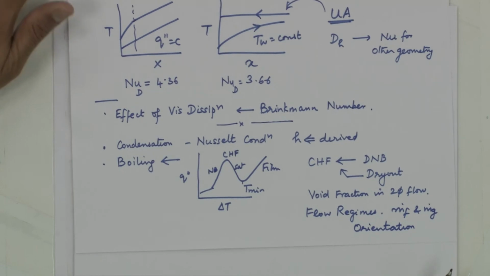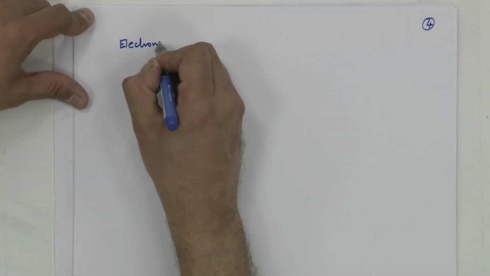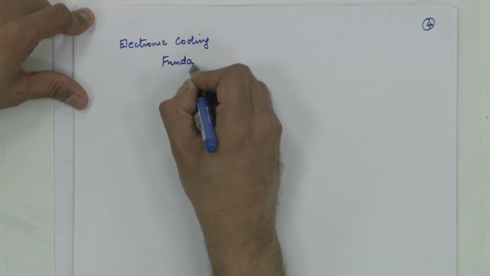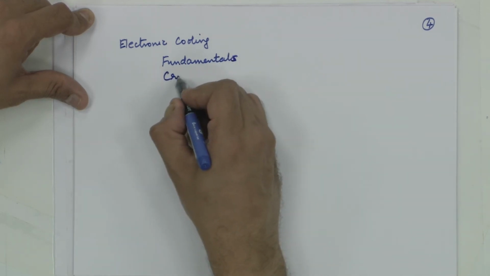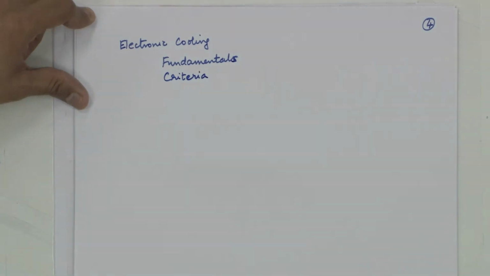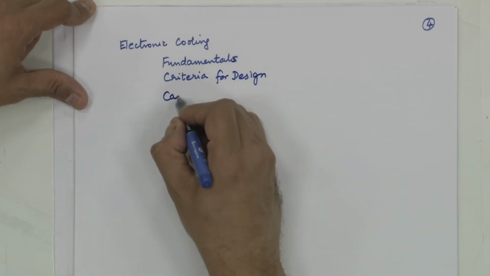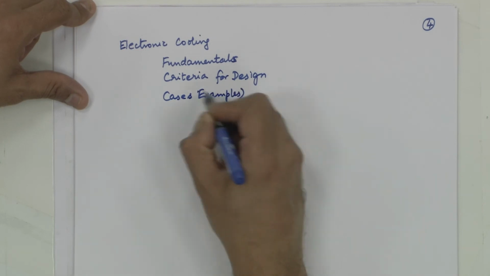About 5 lectures were given on boiling, and this was something which is like an introduction that you can give to your undergrad students. Then Professor Shankar came and talked about application for electronic cooling, fundamentals, what are the criteria that needs to be established, which needs to be taken into account for designing, and then 1 or 2 cases or examples were studied.